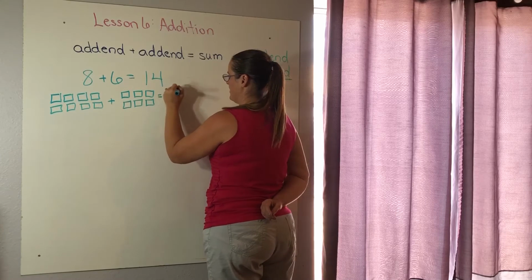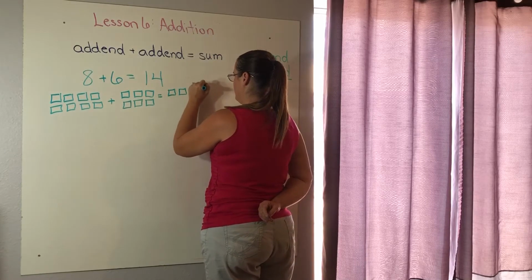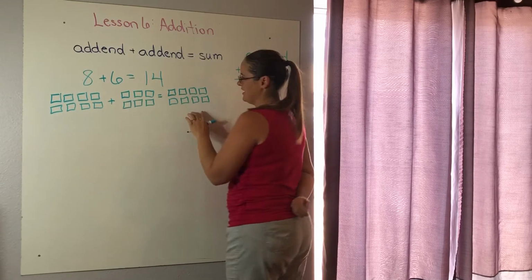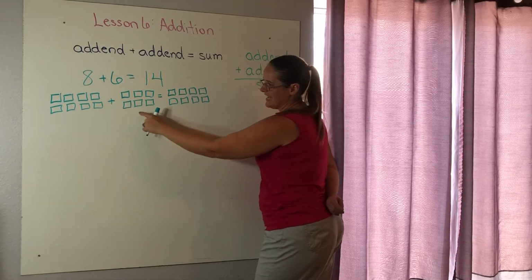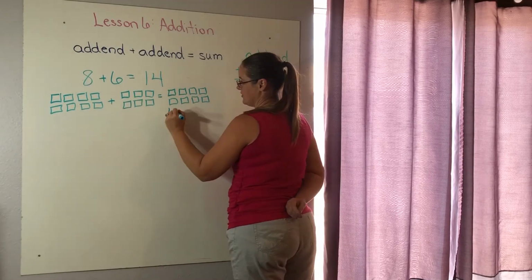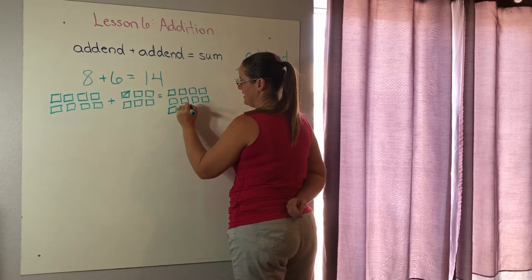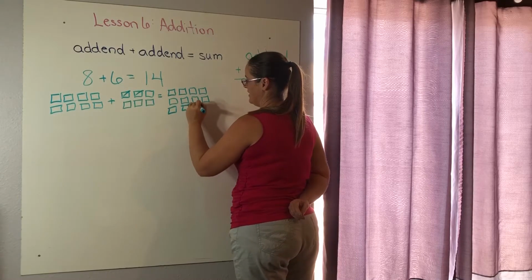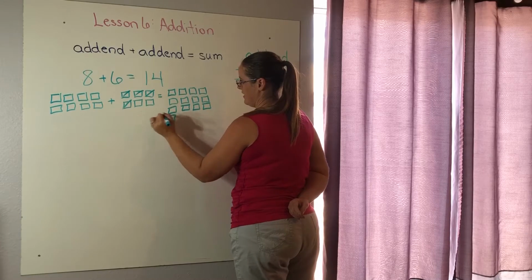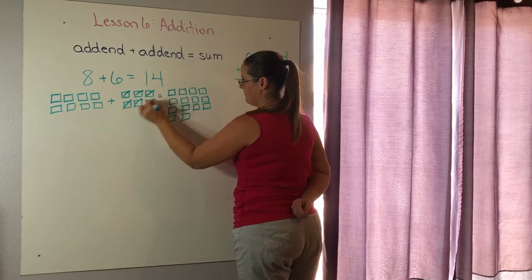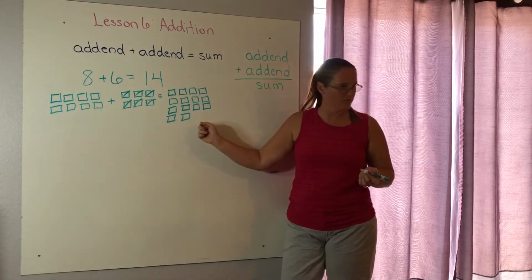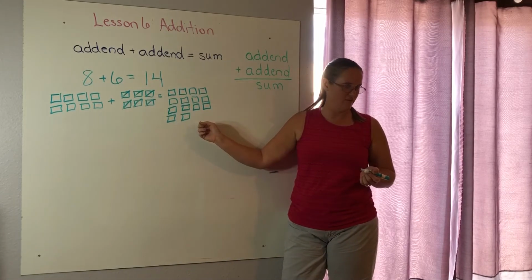So let me start with 8. 1, 2, 3, 4, 5, 6, 7, 8. I drew my first 8. Now I have to add 6. So I have to draw 6 more. So I've got 8. So this one makes 9. That one makes 10, 11, 12, 13, 14. Look, 6 plus 8 really does equal 14. I just proved it, okay?